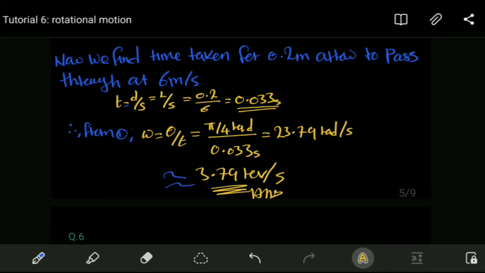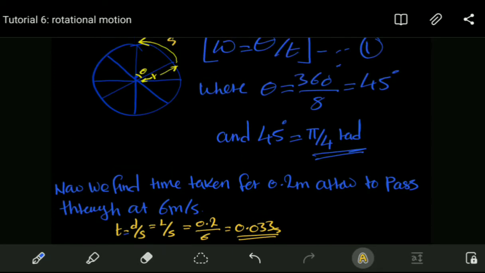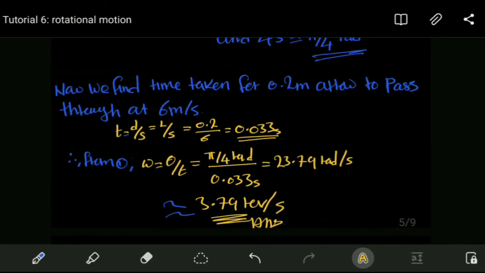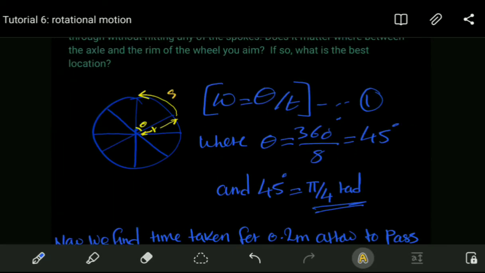Okay, so that's all. We wanted to find the speed at which the wheel should rotate so that the arrow passes without touching any of these spokes.